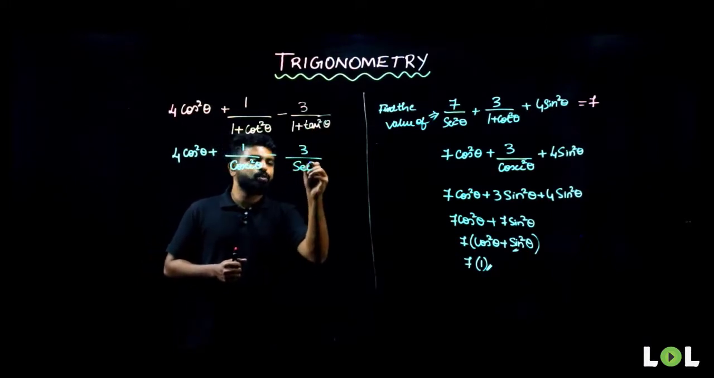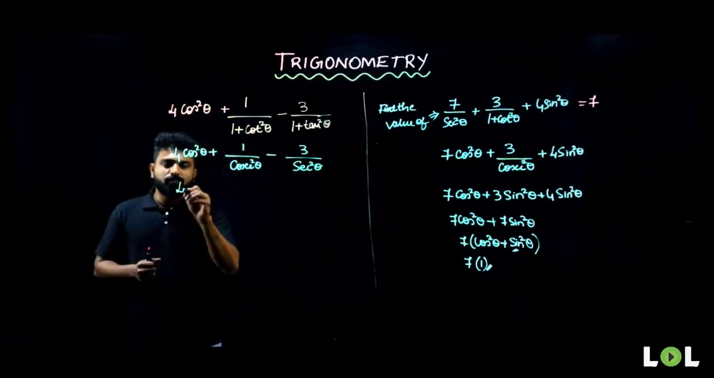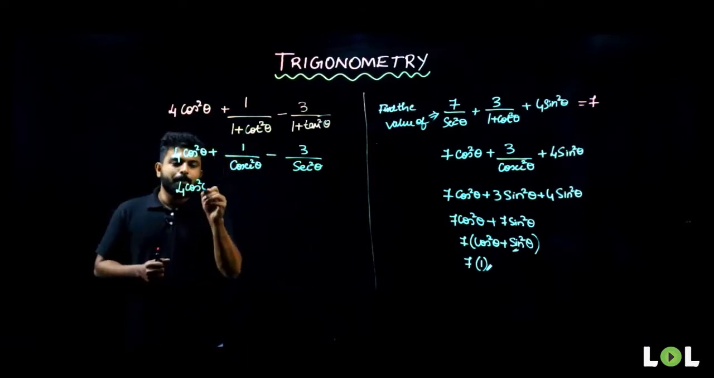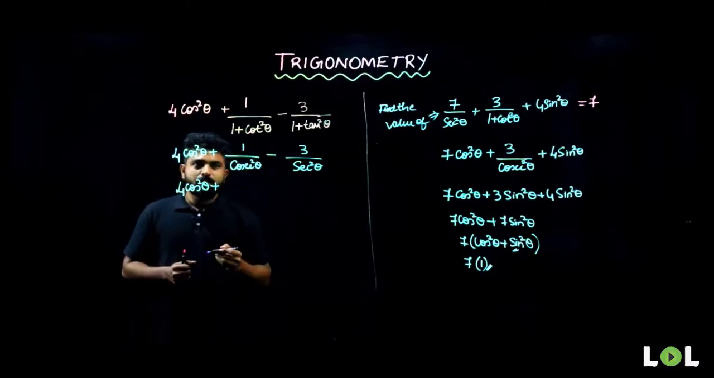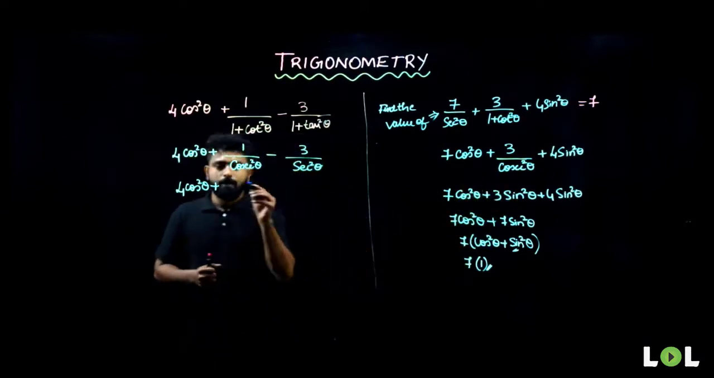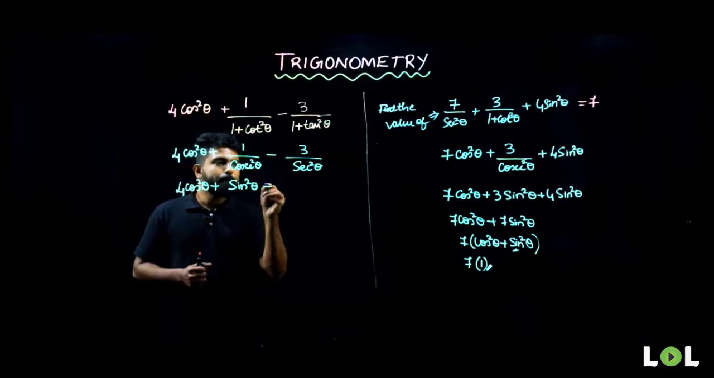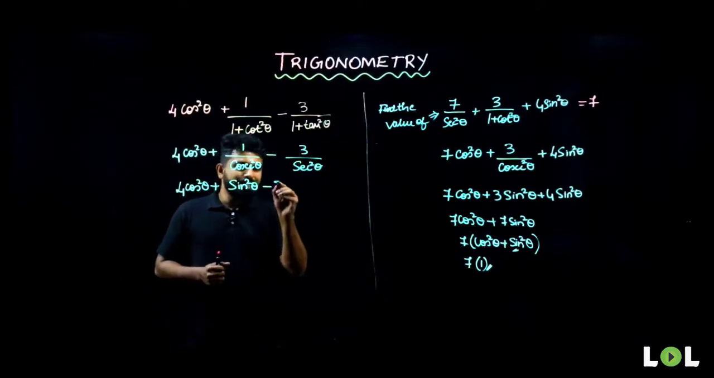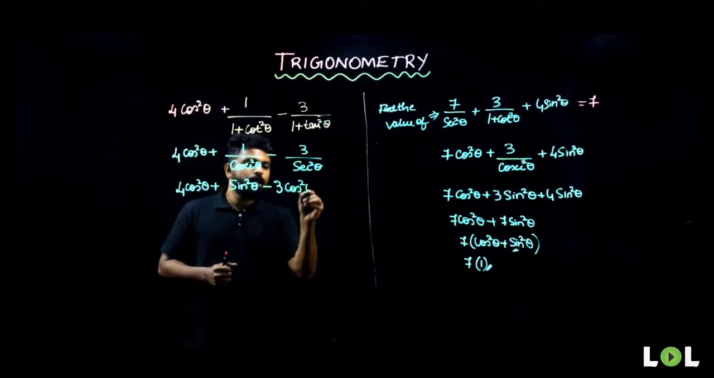1 plus tan square theta is secant square theta here. So now once again, 4 cos square theta plus, what is 1 by cosecant square theta? 1 by cosecant square theta is nothing but sin square theta. So it is nothing but sin square theta minus 3 divided by secant square theta. What is 1 by secant square theta? It is nothing but cos square theta.